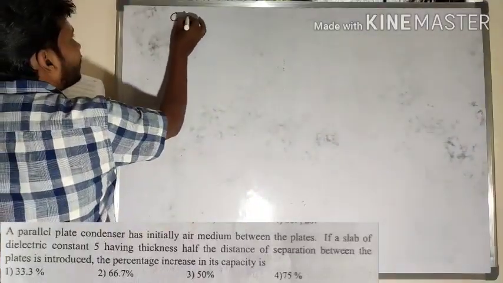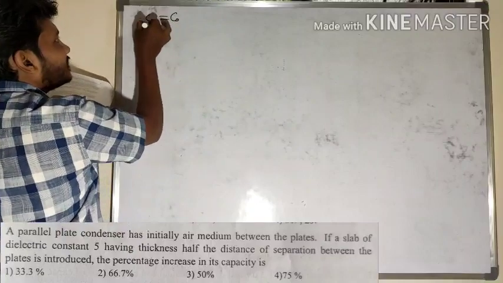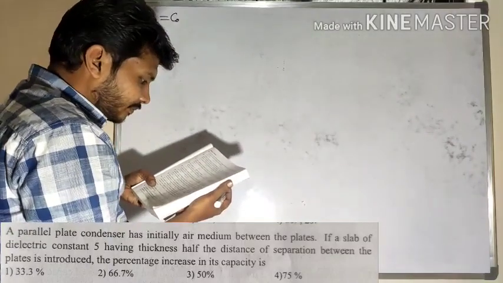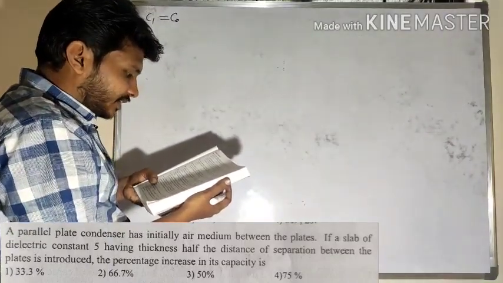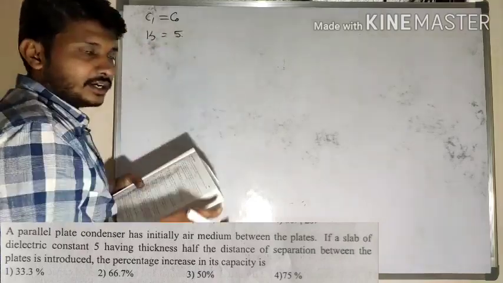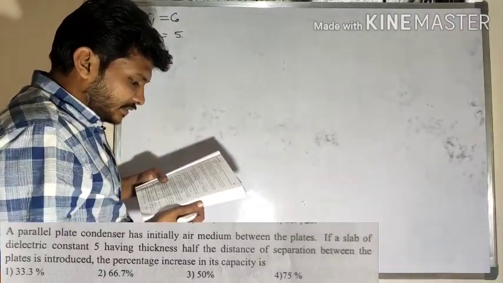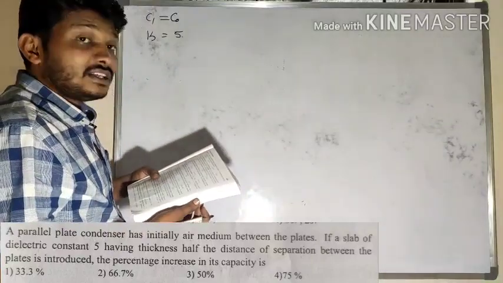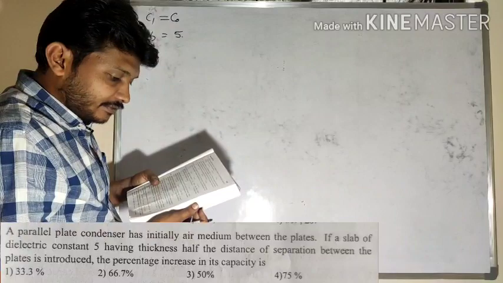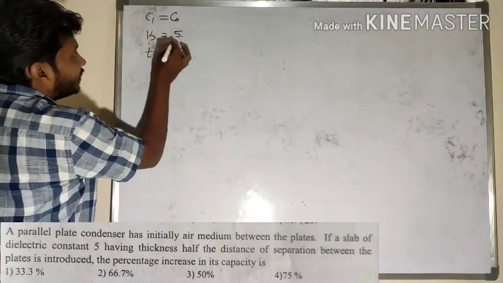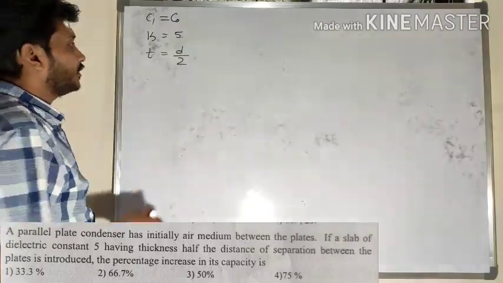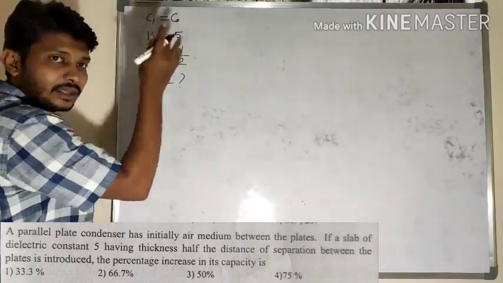So initially, if it is an air medium, the initial capacitance, let me take it as C1, is C0 here. If a slab of dielectric constant 5 is introduced between the plates, this dielectric medium having a certain thickness, a thickness half of the distance of separation, so what about the thickness of this dielectric slab here? Half of the distance of separation. Then what about the new capacitance?